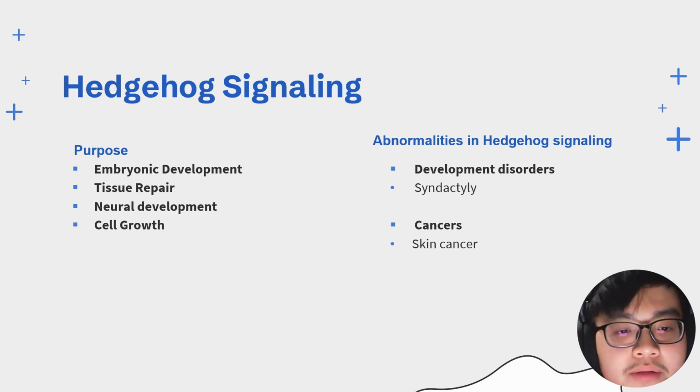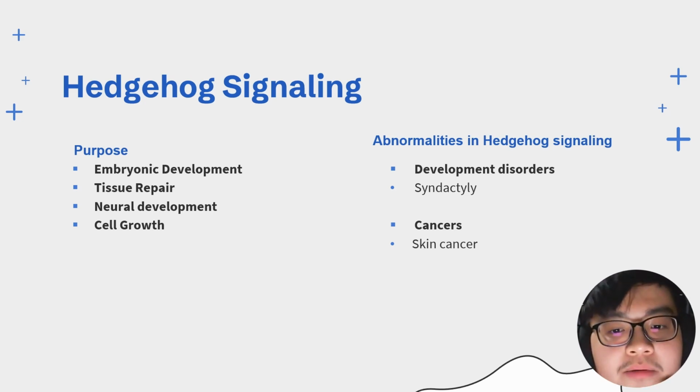Moving on to hedgehog signaling. The purpose of hedgehog signaling is embryonic development. It plays a crucial role in the proper formation of tissues during the development of the embryo, influencing cell differentiation and organ development. It is also important for tissue repair, neural development, and cell growth.